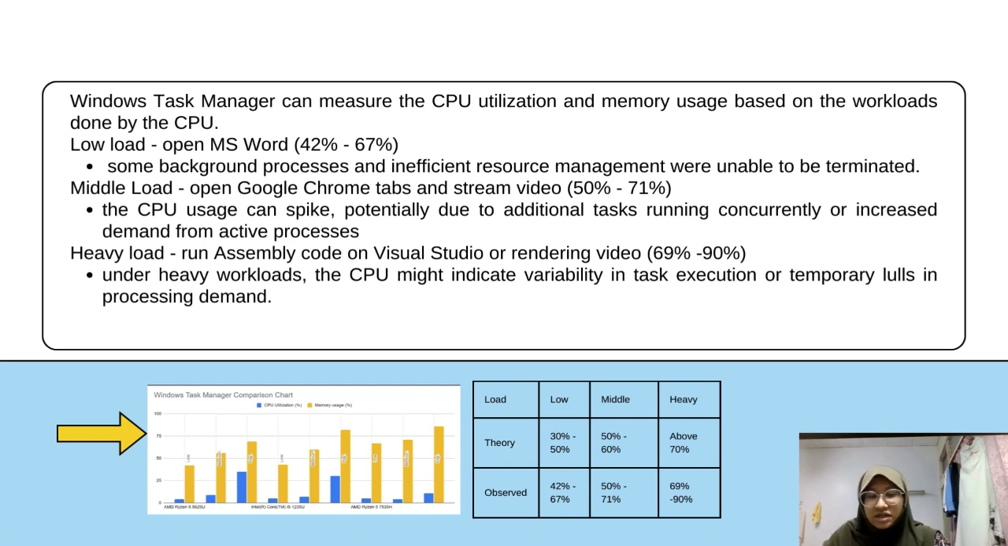Lastly, for the heavy load, we opt to run SMD code and also gaming. We also do video rendering, and the observed result is that it falls in the range of 69 until 90%, while the theory says it is supposed to be above 70%. So we can say that under heavy workloads, the CPU might indicate variability in task execution or temporary lulls in processing demand.